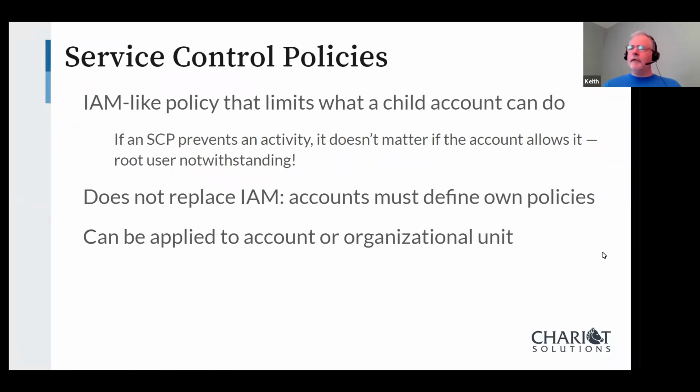So you could be an administrator within an account. You could even be the root user of the account, the child account. But if the service control policy says you can't start an EC2 instance, you can't do it. So let's look.